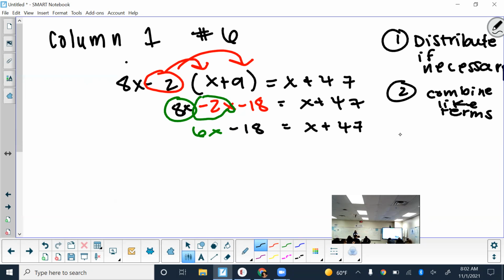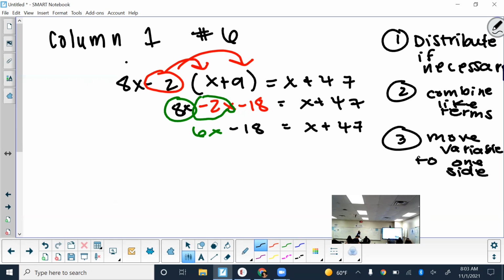And now we're on to step 3, which is what? Good. Move the variable to one side. Doesn't matter which side you pick. It doesn't. Personally, for me, I like moving the smaller ones because I don't like dealing with negative numbers a whole lot, but you can do whatever you want. So for me, I'll move this x. How do I cancel it out? Good. So subtract x on each side.